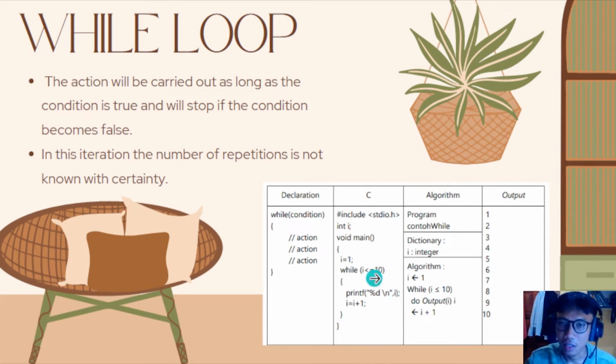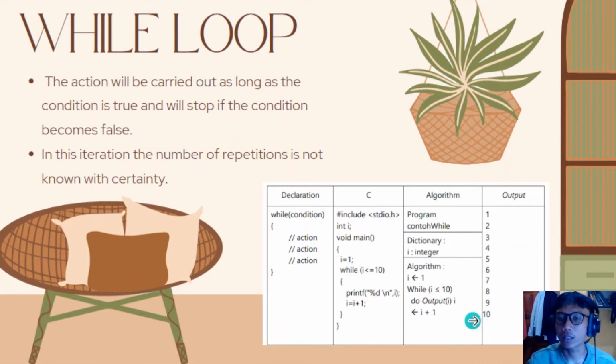And next, here is the action printf, and then here is the update statement. Whenever the action is already executed, I will be incremented by 1. So every loop, I will increase its value by 1 until the condition has a false value. Okay, here is the code, and if we run it, the output will be 1, 2, 3, 4 until 10.